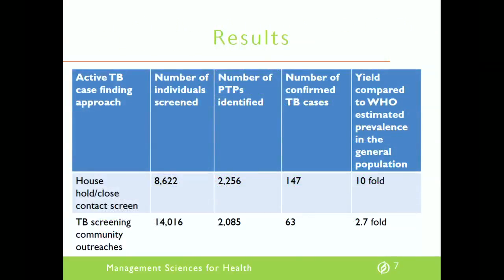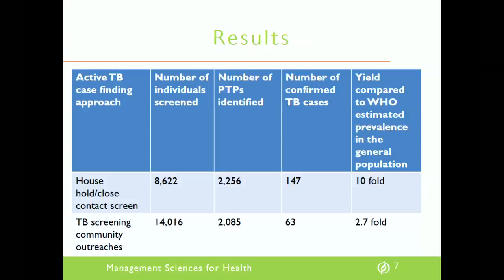So in terms of the results, out of the 3,820 index patients, 8,622 individual contacts were screened, identifying slightly over 2,000 presumptive TB patients. And out of those that were evaluated, 147 TB patients were diagnosed.